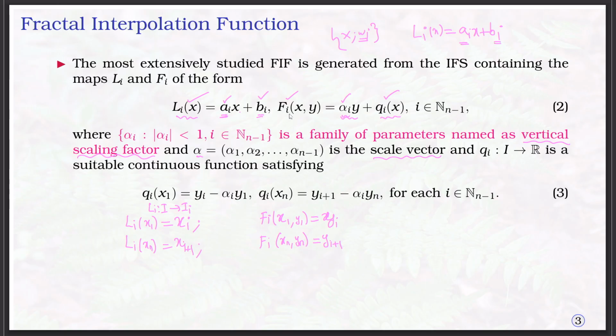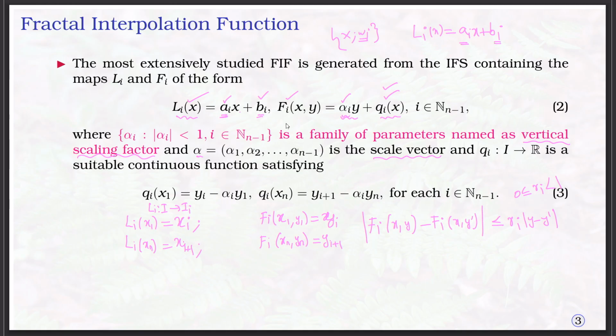Then we know that this Fi, while constructing the iterated function system for generating the fractal interpolation function, we can consider as a contraction with respect to the second variable. That means if you are finding the distance between Fi of x comma y and Fi of x comma y dash, one can get less than ri times the modulus of y minus y dash, where r is greater than 0 and less than 1.